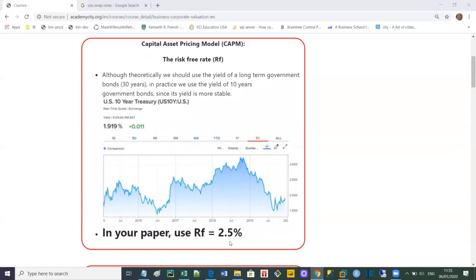In class, I mentioned that the reason we use 10 years government bonds is that they are less volatile than the 30 years government bonds. The 30 years government bond yield fluctuates too much and will not be reliable to use as an estimate for what's going to be in the future. So that's why people usually use the 10 years government bonds.